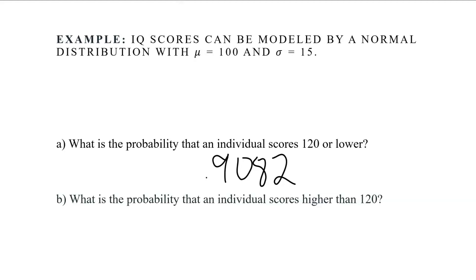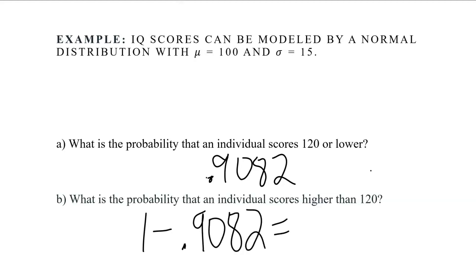Now, that's 120 or lower, but if we want to find the opposite, bigger than 120, we will use the complement rule, right? Where you do 1 minus that probability. 1 minus 0.9082.